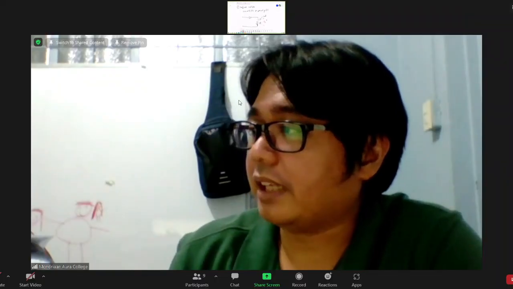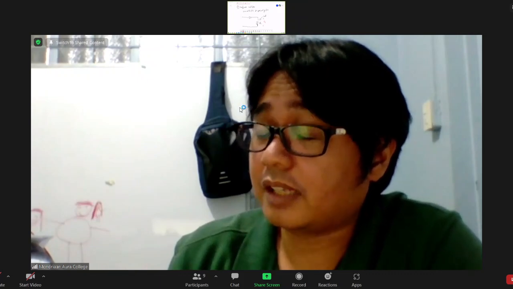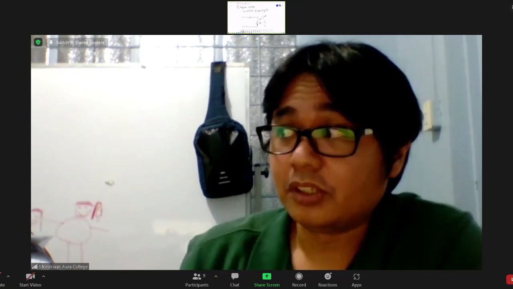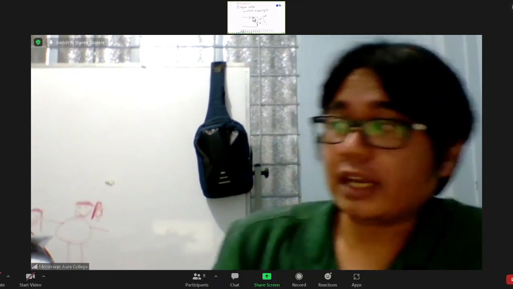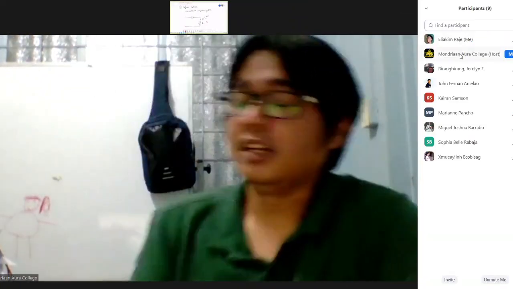Yung positive na yan, this represents the hook of the oscilloscope. Yung negative na yan, that represents the clip of the oscilloscope probe. So tatandaan nyo. So yan yung gagawin nating orientation to get the output.